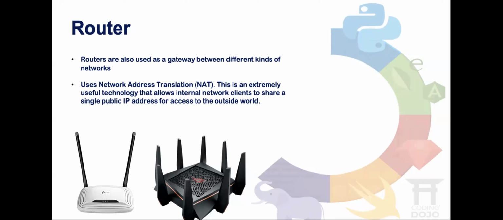So moving on with the slide, this is how the router looks. Routers have a special feature called NAT, which is network address translation. The functionality of network address translation is that it allows internal network clients to share a single public IP address for access to the world. So that's how it works.